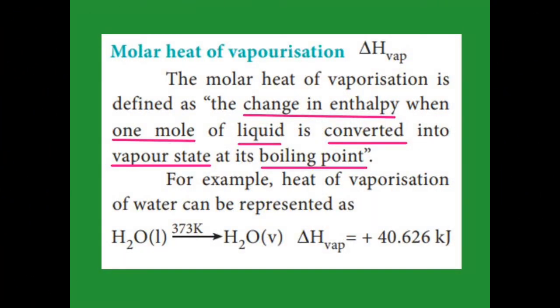Molar heat of vaporization. See the example: water H2O, with L in brackets, means water in the liquid state. At a temperature of 373 Kelvin, it changes into water vapor, V means vapor. From the liquid state to vapor, some amount of heat is absorbed, that is 40.626 kilojoule. That is called the enthalpy of vaporization. We get this change in enthalpy when 1 mole of liquid is converted into vapor at its boiling point. That boiling point we have to mention.